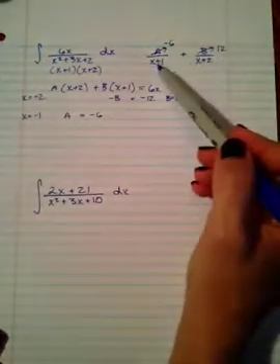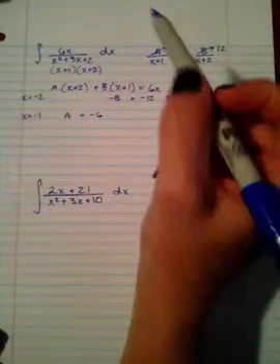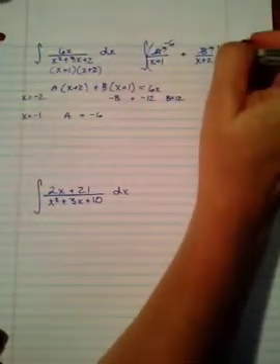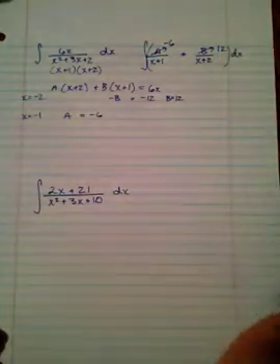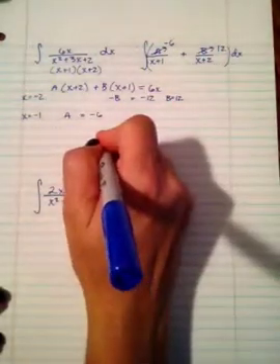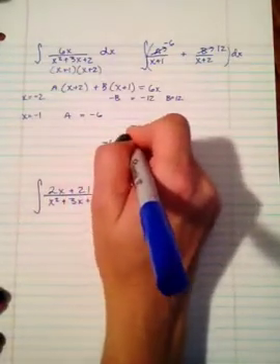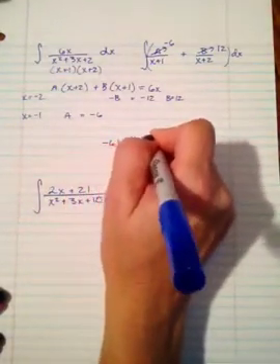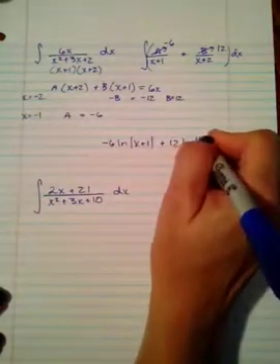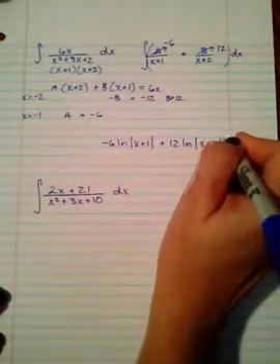But I'm going to look at this. For both of these problems, my u's are going to give me a du of 1 dx. So when I integrate, this will equal -6 times the natural log, the absolute value of x plus 1, plus 12 times the natural log, the absolute value of x plus 2, plus c.